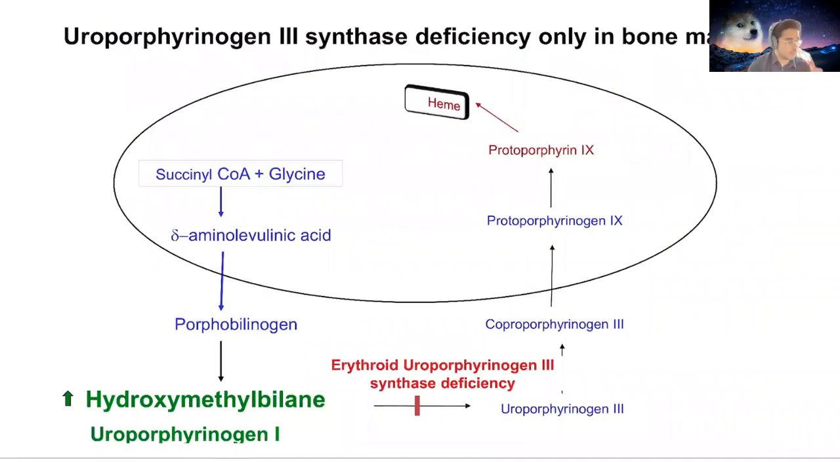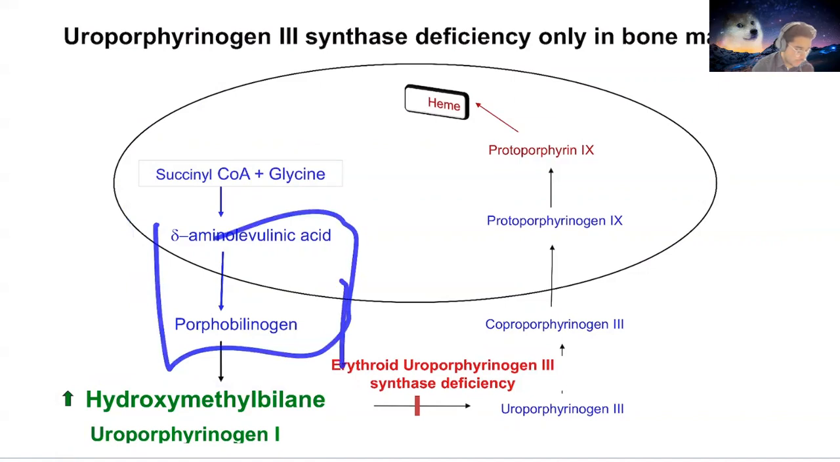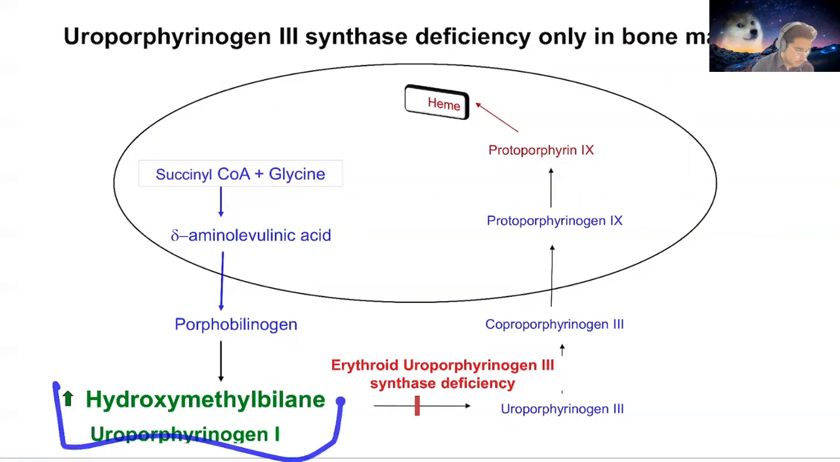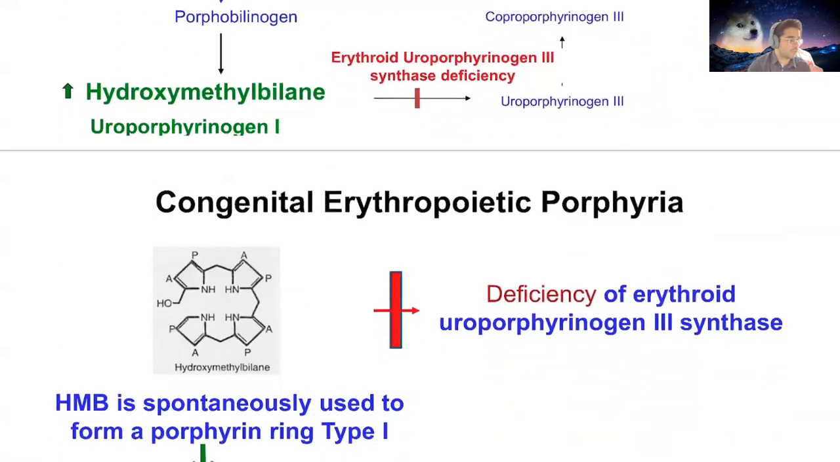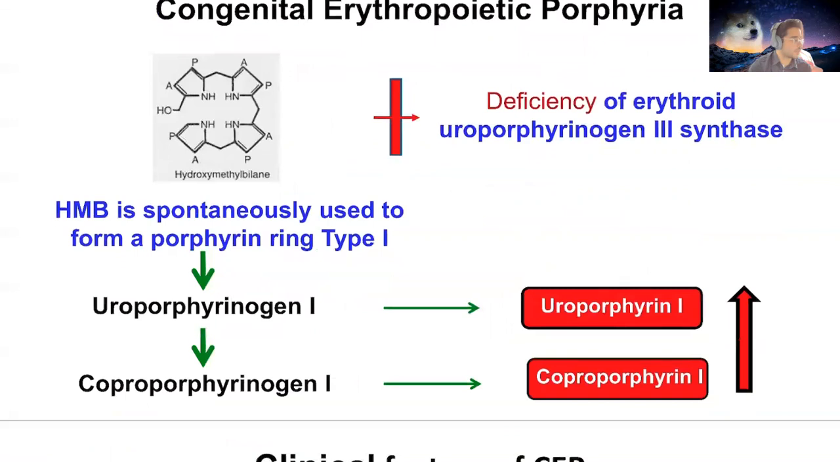Hydroxymethylbilane is very important in terms of erythroid uroporphyrinogen type 3 synthase deficiency. Know that this is going to be elevated, because remember, everything else here is happening at the mitochondrial level, so it can't really cross over and mess around with the porphobilinogen and ALA. So it's typically going to be hydroxymethylbilane that's elevated. There's another name for it, uroporphyrinogen type 1. They have multiple names. Always keep this in mind.